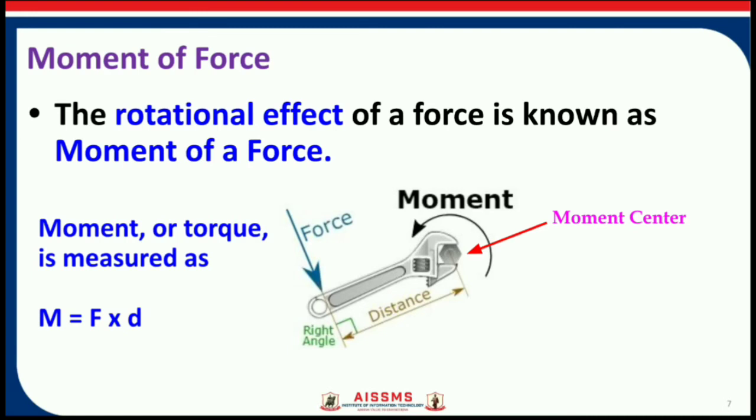So moment center and the force, the perpendicular distance between them is used for finding out the magnitude of the moment, that is force multiplied by the perpendicular distance. This distance is measured from the line of action of the force till the moment center. This distance can also be called as lever arm. Okay, so this is moment of a force.